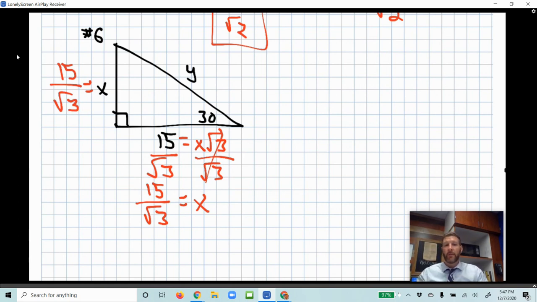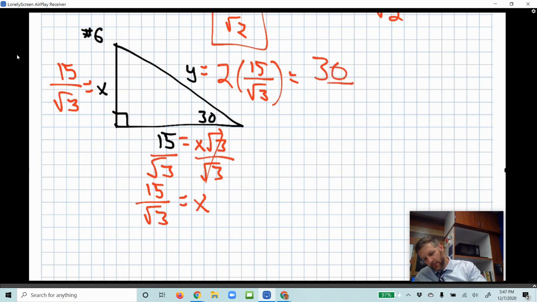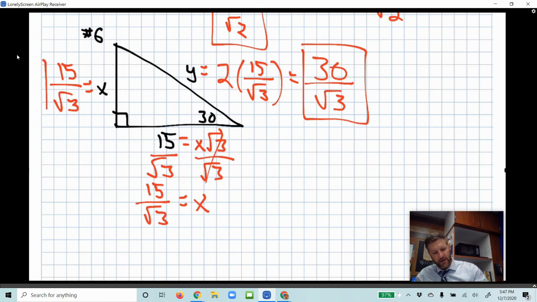And then when I want my hypotenuse, I just double that. Double the short leg. Not 15, it's not 30, but it's 2 times 15 over square root 3, which is simply 30 over the square root of 3. Again, we've got a square root in the denominator, and so we'll need to simplify that, but we'll cover that in class. Maybe I'll make a video on it so you have it as a resource, because it is a useful skill you'll need.